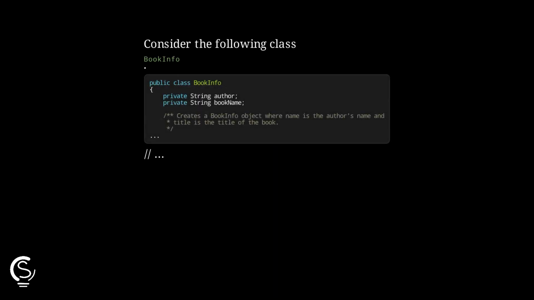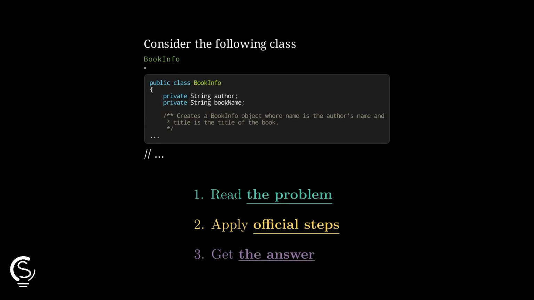Let's go! Java method headers are tricky. We must find the correct way to return a book title from another class.